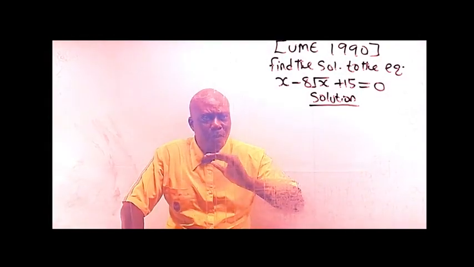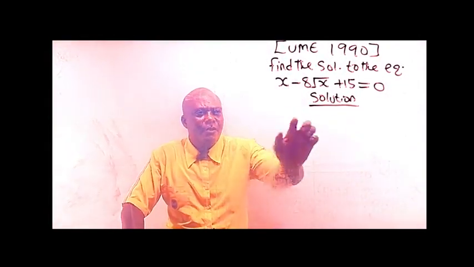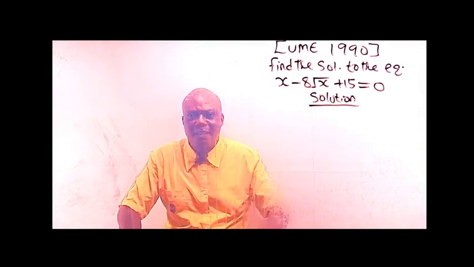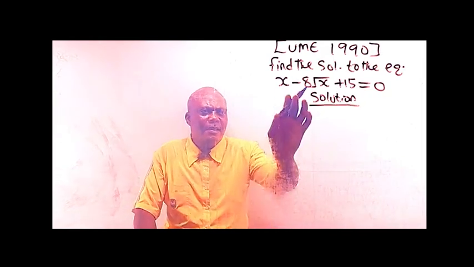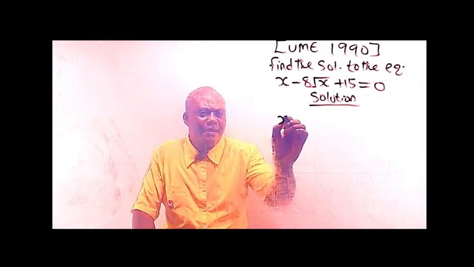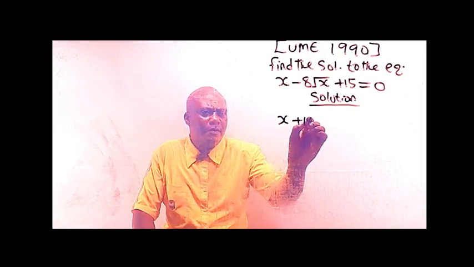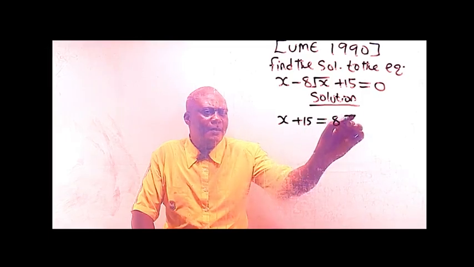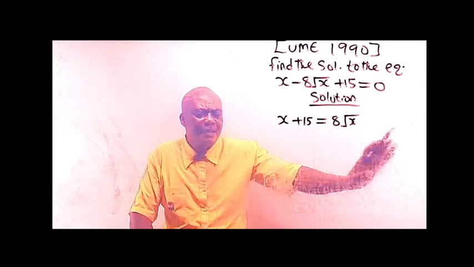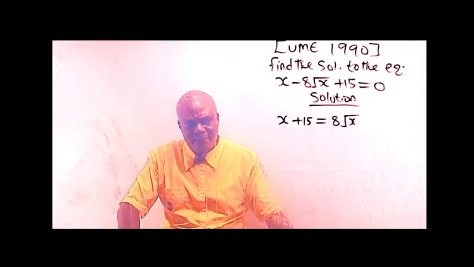Let me show you one simple way of getting the solution out of this equation. Just follow me to the end and see how it will be solved. This one you now rearrange, and you have x plus 15 equals 8 root x. Let the root x be at that side.